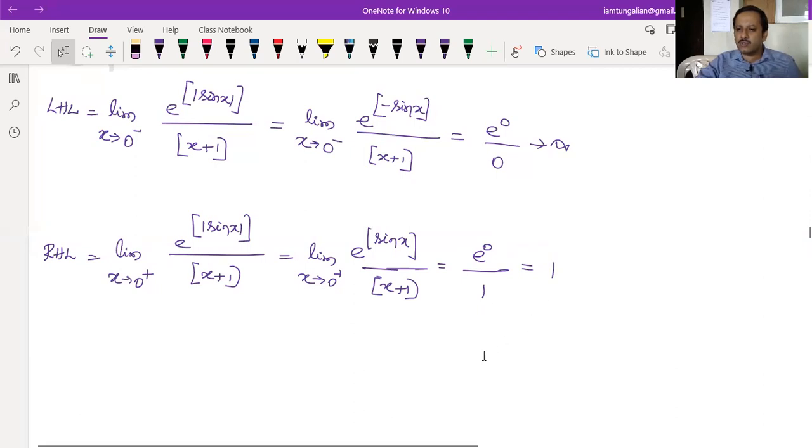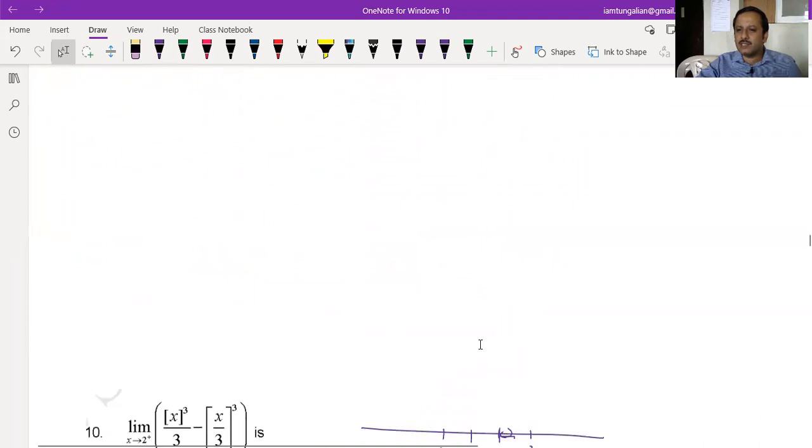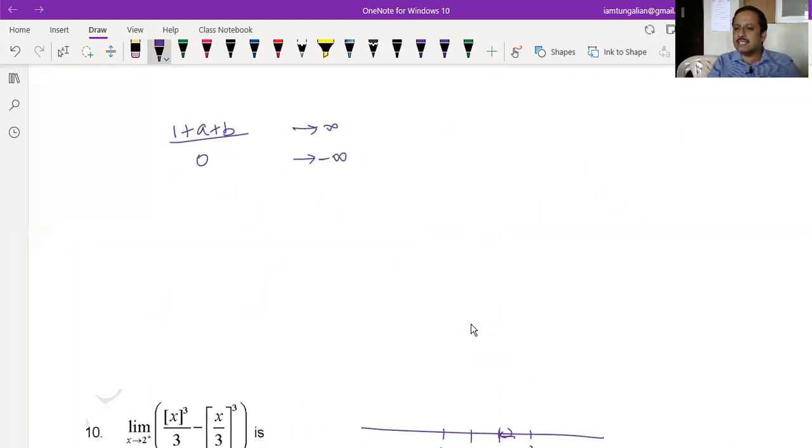Next, one more doubt from Sumit. Sir, if 1 plus a plus b is 0, then that is 0 by 0 indeterminate form. Then how is it finite? Okay. See, if I write 1 plus a plus b by 0, this is certainly not finite. If it is positive, then clearly infinity. If it is negative, it tends to minus infinity. So in those two cases, certainly it is infinite.